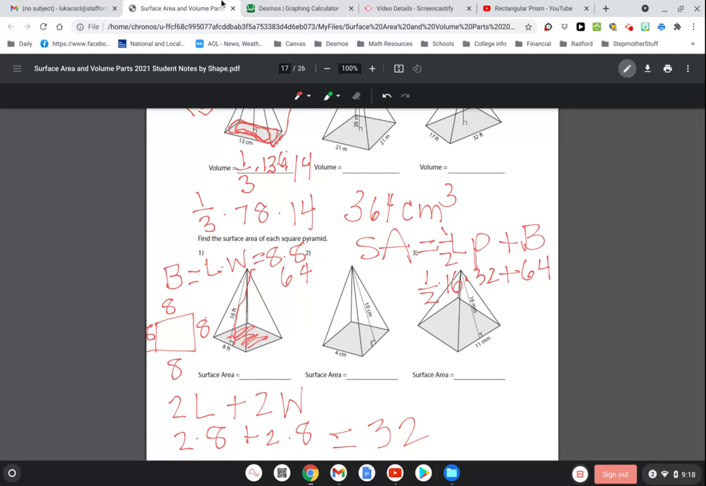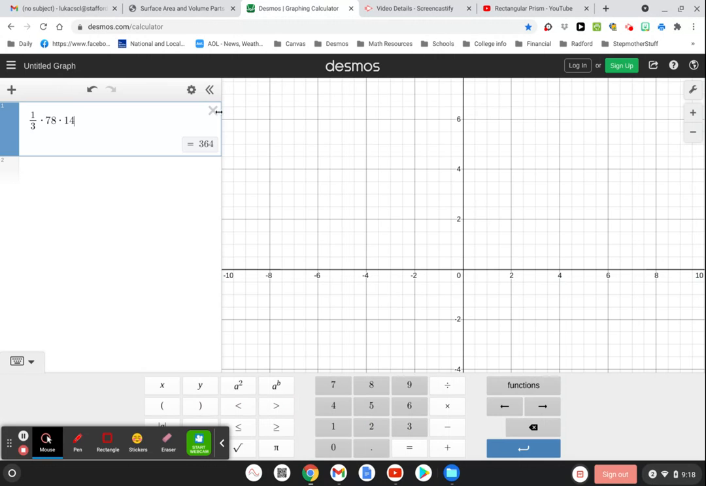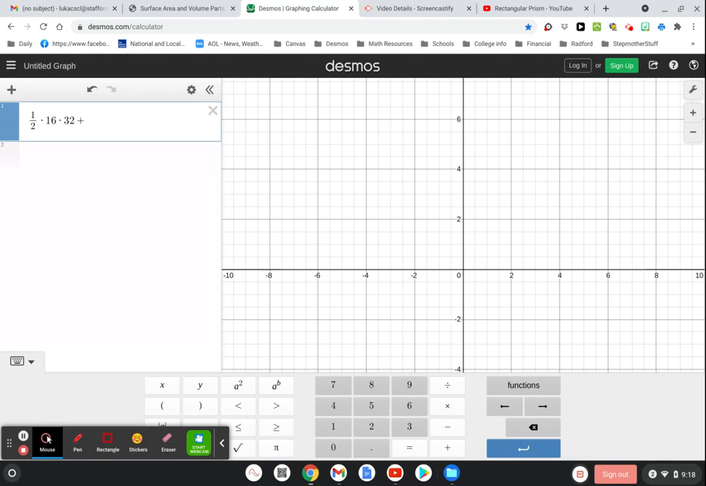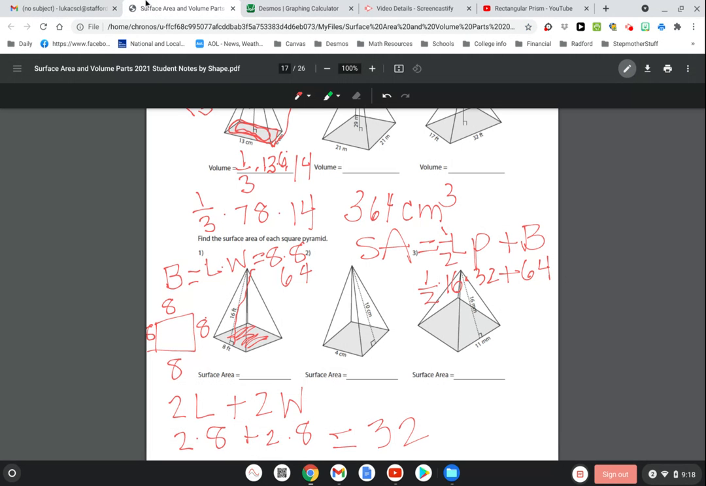So now I'm going to put this into the Desmos calculator. 1/2 times 16 times 32 plus 64 is 320. So this is probably one of your more complicated formulas. We will definitely do a couple more when we come back to class.